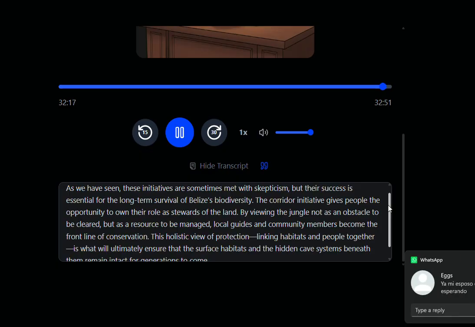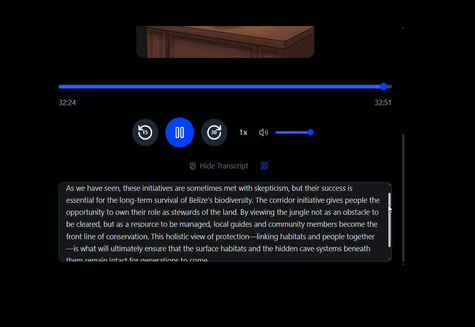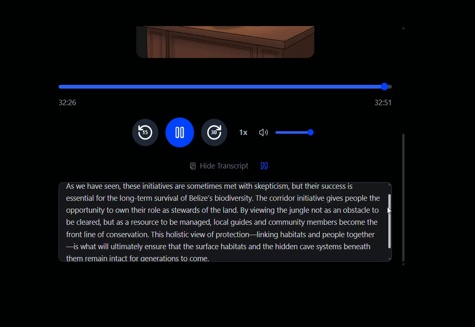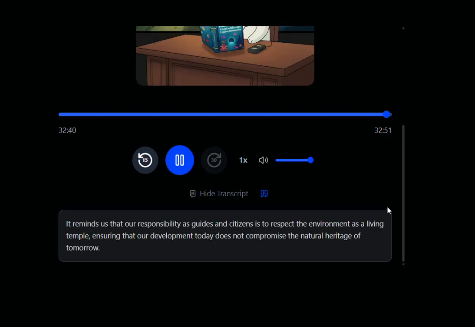By viewing the jungle not as an obstacle to be cleared, but as a resource to be managed, local guides and community members become the front line of conservation. This holistic view of protection, linking habitats and people together, is what will ultimately ensure that the surface habitats and the hidden cave systems beneath them remain intact for generations to come. It reminds us that our responsibility as guides and citizens is to respect the environment as a living temple, ensuring that our development today does not compromise the natural heritage of tomorrow.